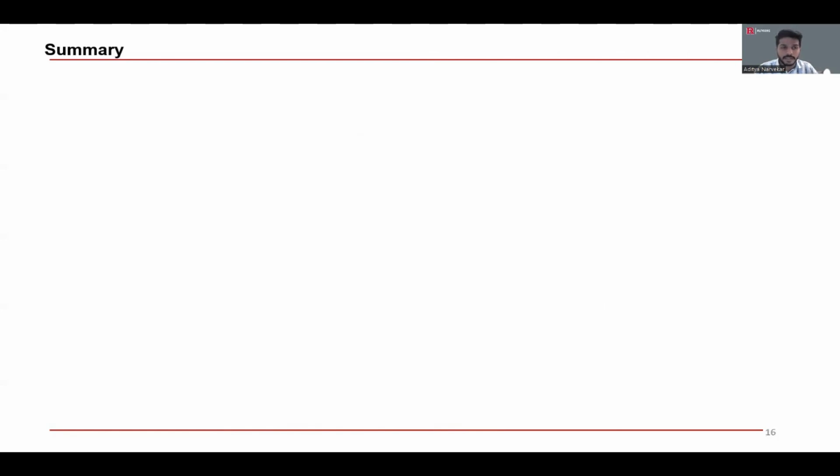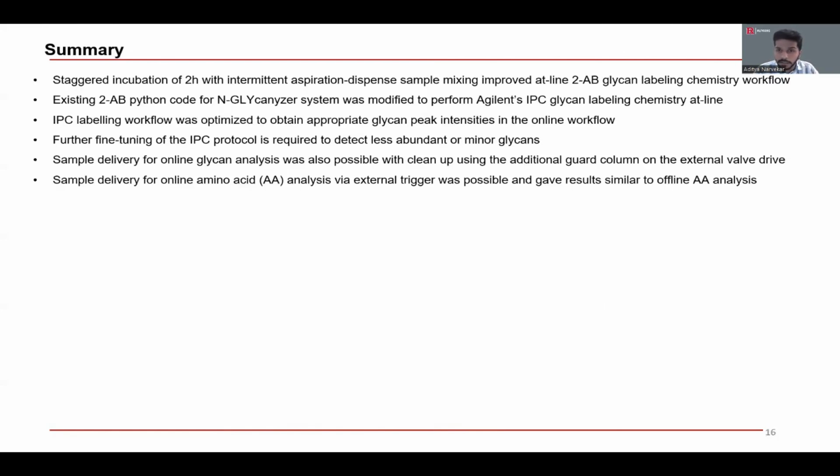So with that, I will summarize the talk by stating the work done so far. We have standardized the at-line 2AB analysis. Then we moved from 2AB to N-glycan analysis using IPC labeling chemistry. We standardized the protocol so that we have good glycan peak intensities. We fine-tuned the protocol further to even detect the less abundant or the minor glycans. Then the sample delivery with the complete online workflow was also tried using the external guard column setup, where the work is still in progress.